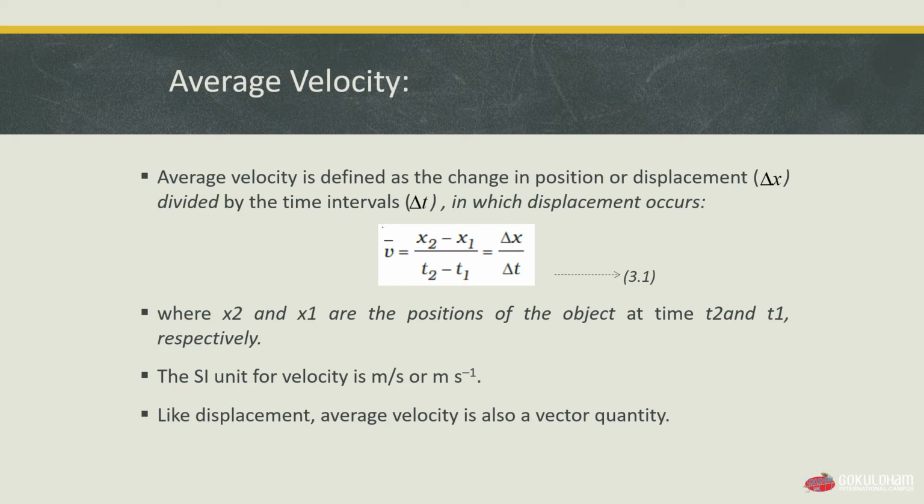The SI unit of velocity is meter per second or meter second inverse. And also like displacement, average velocity is a vector quantity.